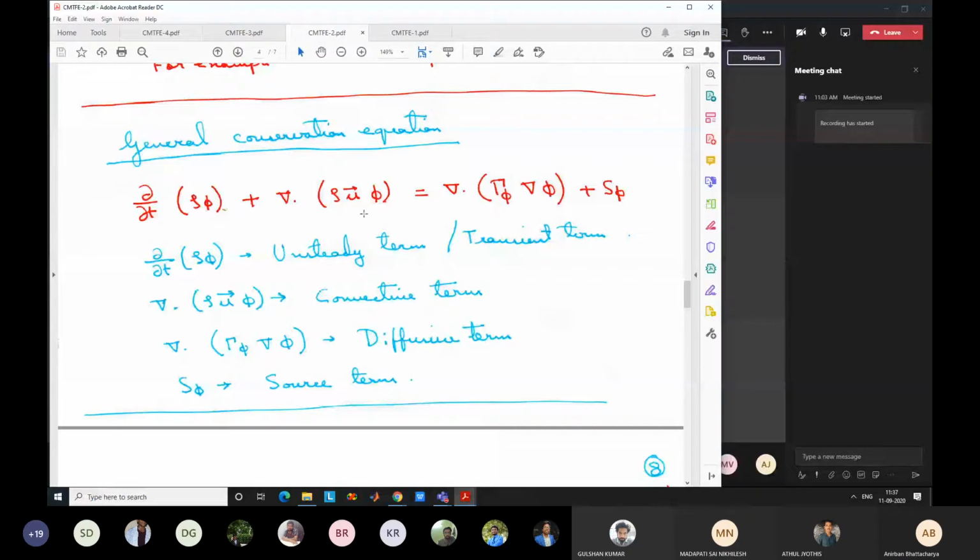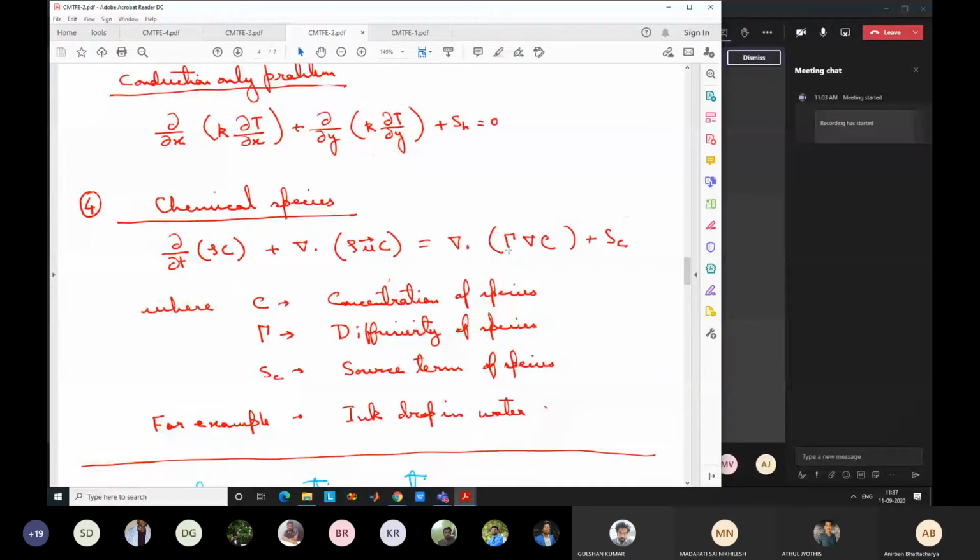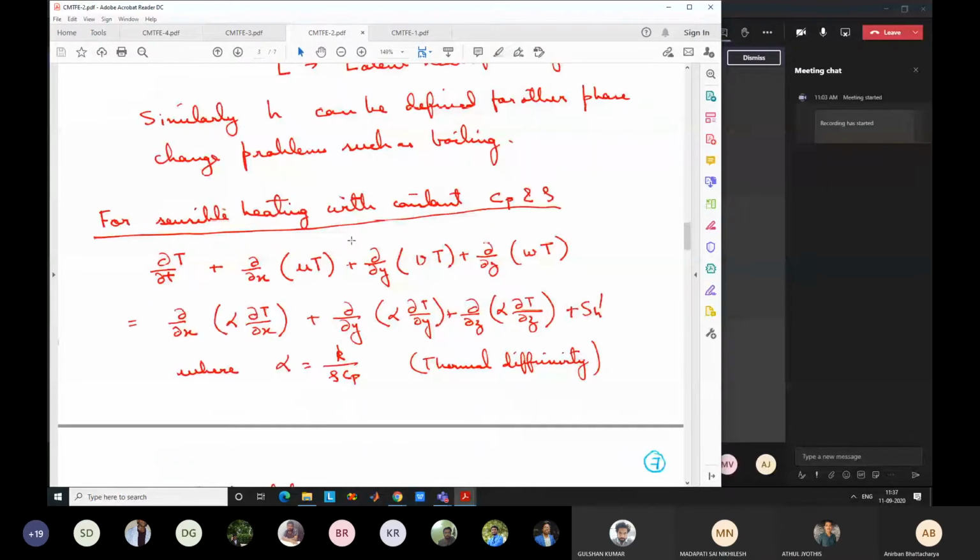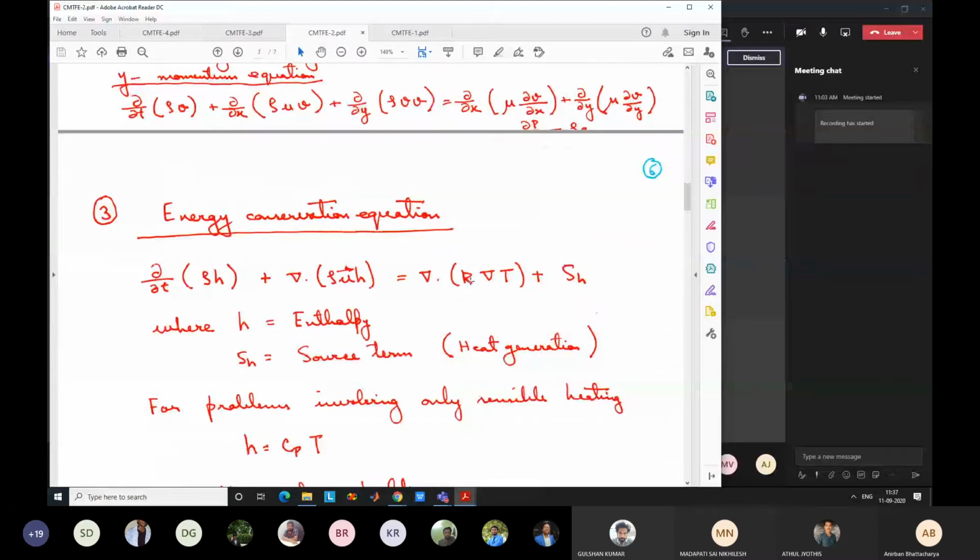So, for example, this is a linear PDE if we assume that diffusivity is constant and rho is constant. Similarly, this conduction problem, or the energy equation, is a linear PDE if the conductivity and density are constant or independent of temperature. However, the momentum equations typically are non-linear PDEs, because there is a non-linearity.